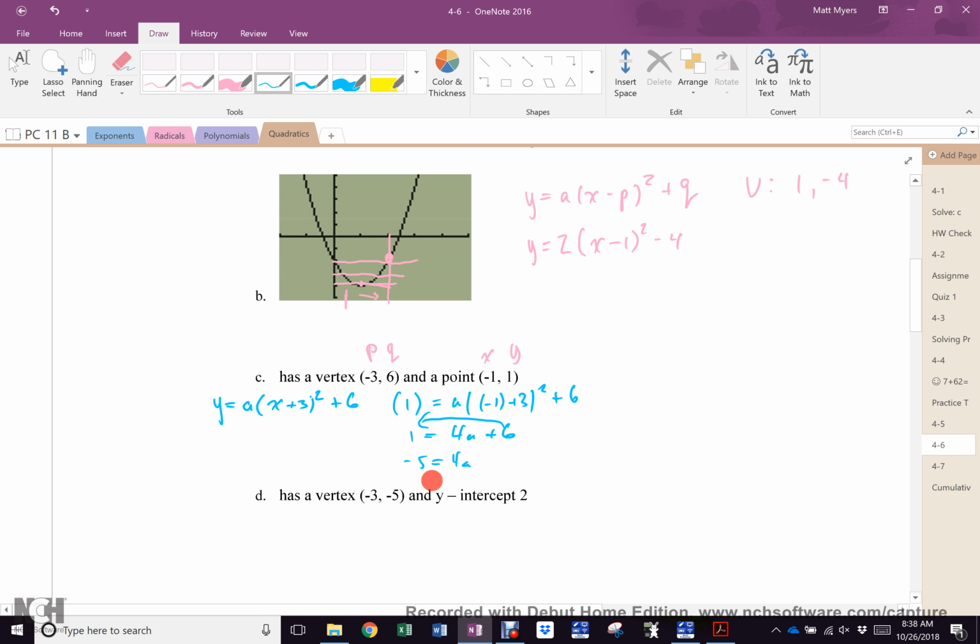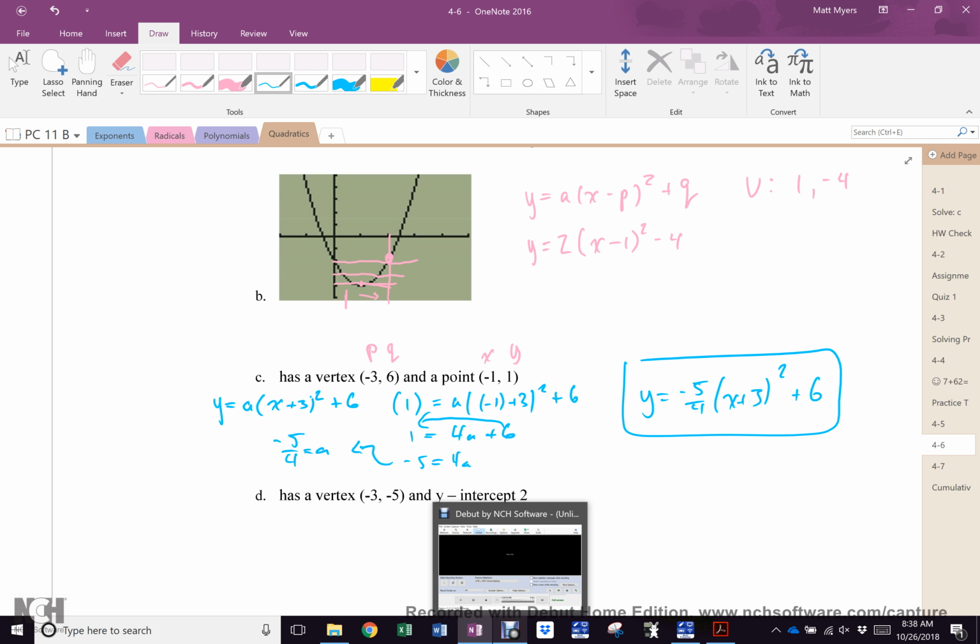I'm going to bring this up here where I have some room. Negative 5/4 equals A. What letter do you see there? A. What do I write there? Minus 5/4. So the answer is Y equals negative 5/4 x plus 3 squared plus 6. Everybody cool? Try the next one on your own.